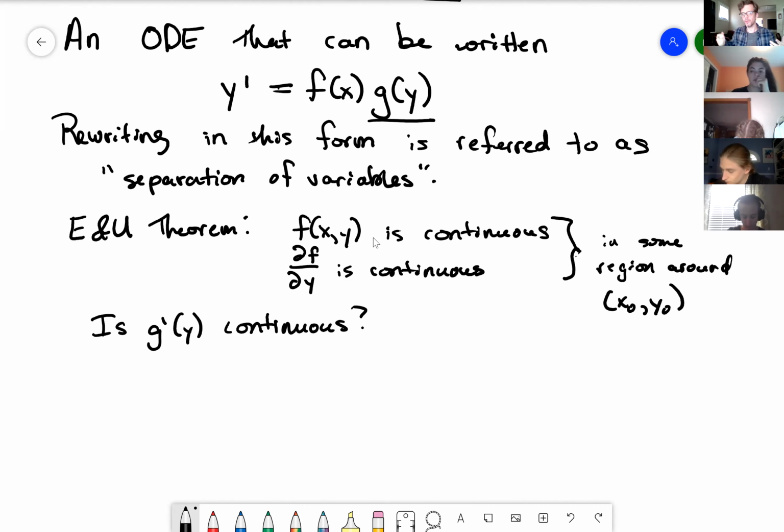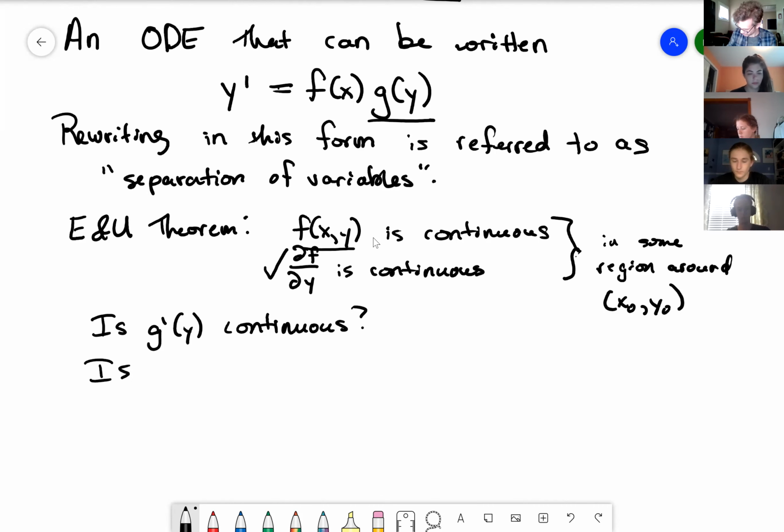In order to get the derivative of it, it has to be differentiable. And in order to be differentiable, it has to be continuous. So if we can take the derivative, and if that derivative is continuous, then we've satisfied this condition right here. And then all we need to know is if this whole function is continuous.